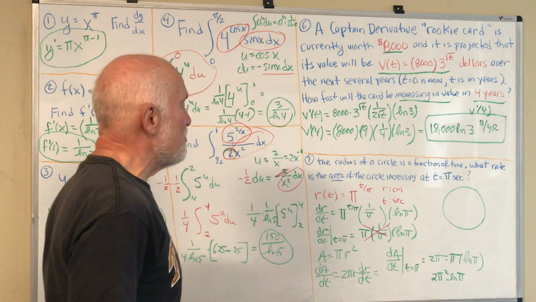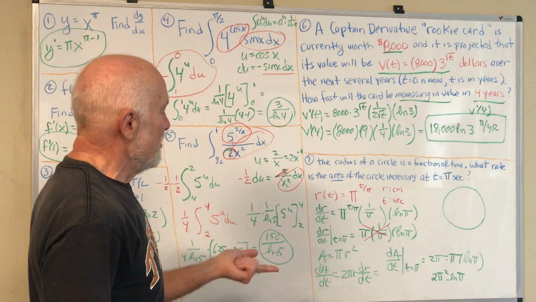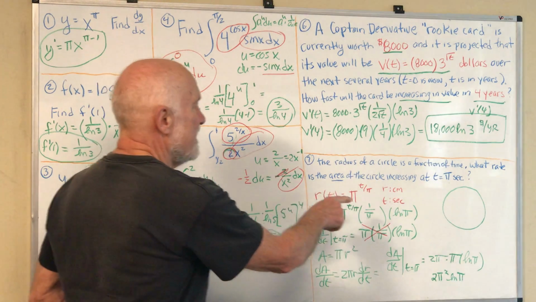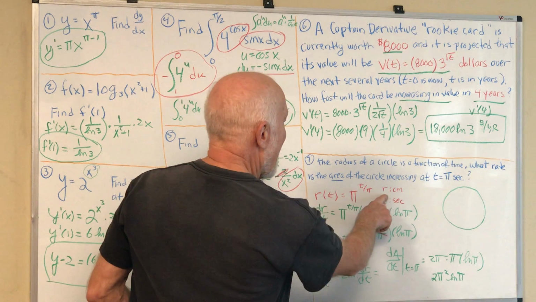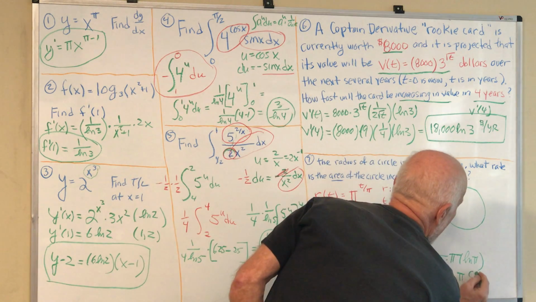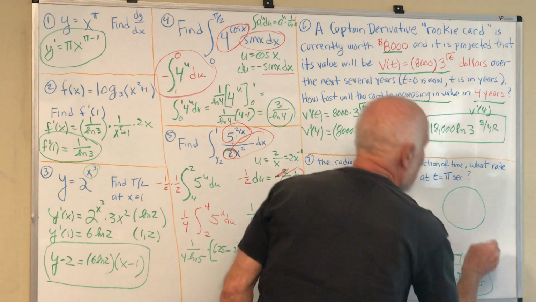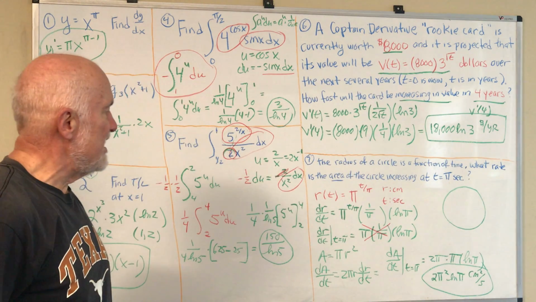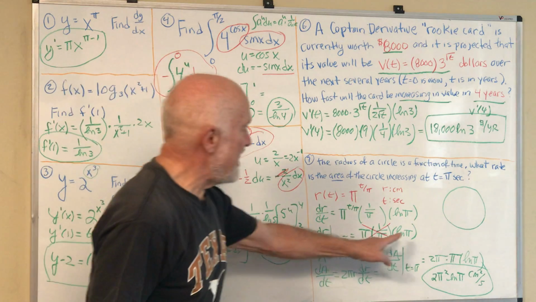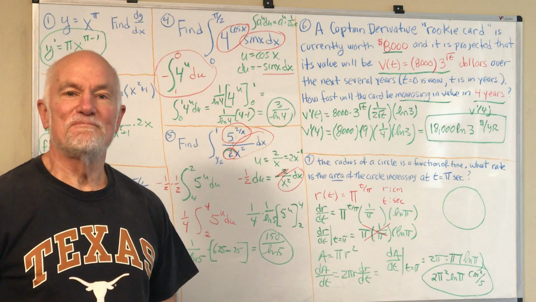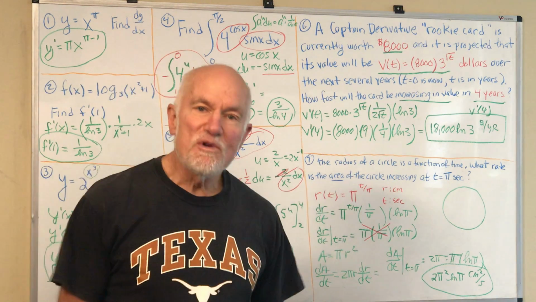And we should have units because this is a word problem. So dA dt would be in, let's see, r is in centimeters, so it would be in square centimeters per second. So that would be how fast the area would be increasing. We already know how fast the radius is increasing. So, some good review problems.